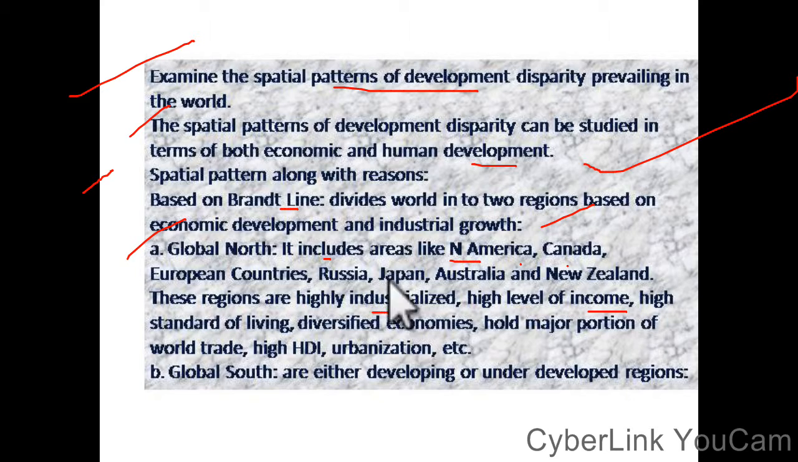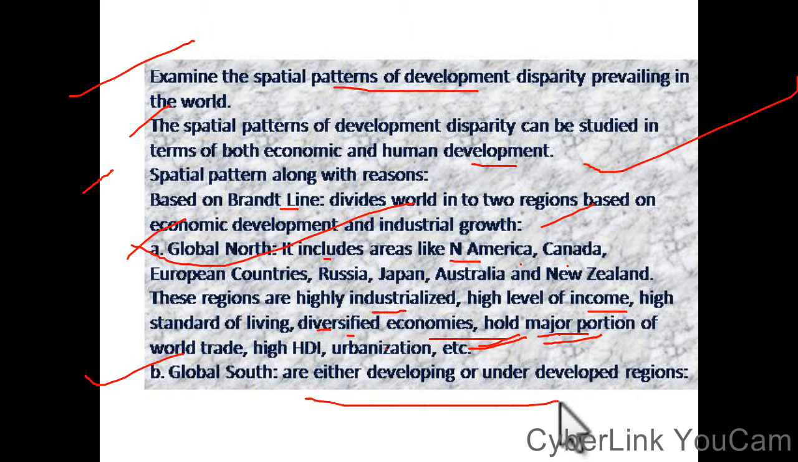They have a high level of income, high standard of living, diversified economy, hold a major portion of the world trade, and high urbanization. Okay, the Global North includes North America, Canada, European countries, Russia, Japan, Australia, and New Zealand. These regions are highly industrialized, with high income, high standard of living, a diversified economy, a major portion of world trade, and high urbanization.